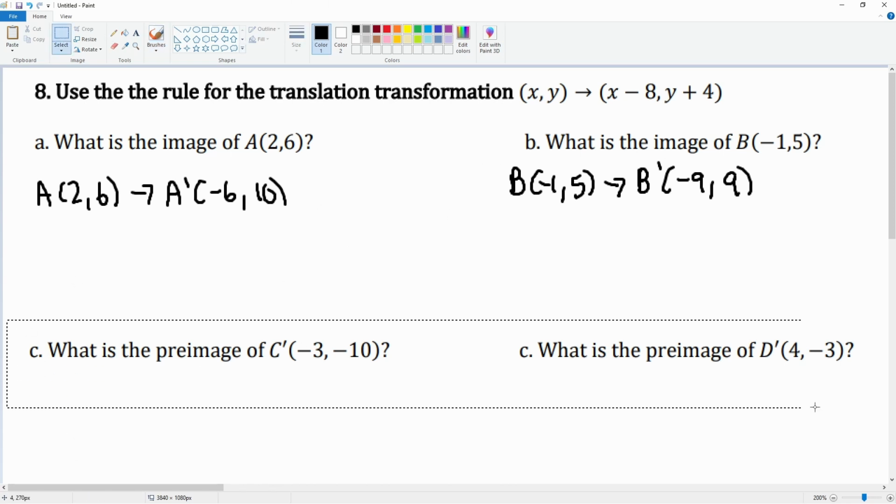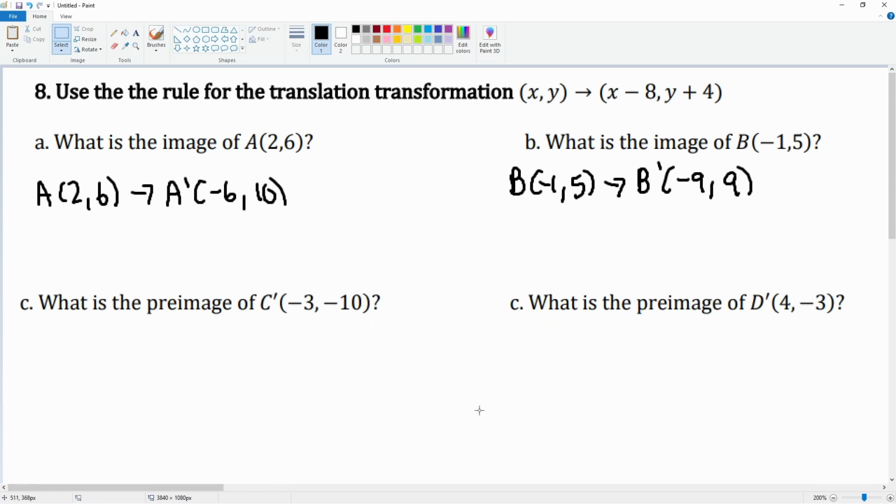Here though, C and D, we are given the prime points and we want the pre-image point. So what we have here is the prime points. Okay, C prime is negative 3 comma negative 10. We're going to go backwards here to produce the C point. So this has to be applied backwards. So it's negative 3 plus 8. Negative 3 plus 8 is a positive 5. Then we have negative 10 plus 4 becomes minus 4. And we know that as negative 14. Okay, that is the pre-image. And if it undergoes that transformation, it produces those C prime points.